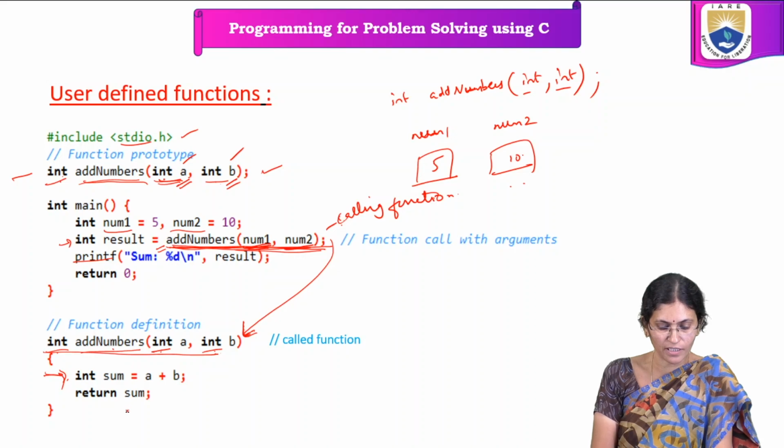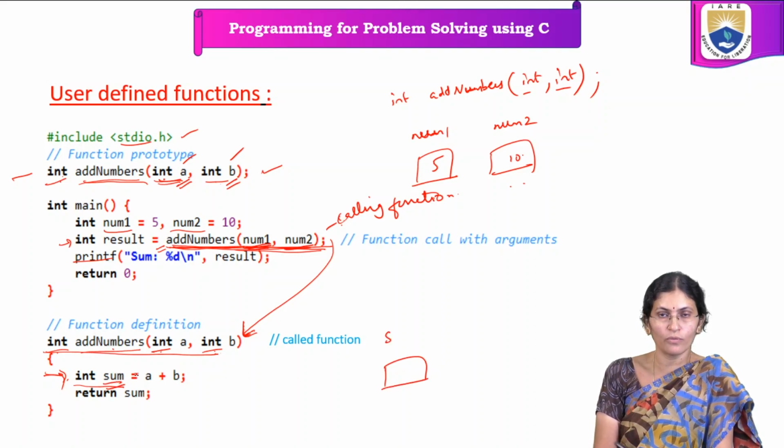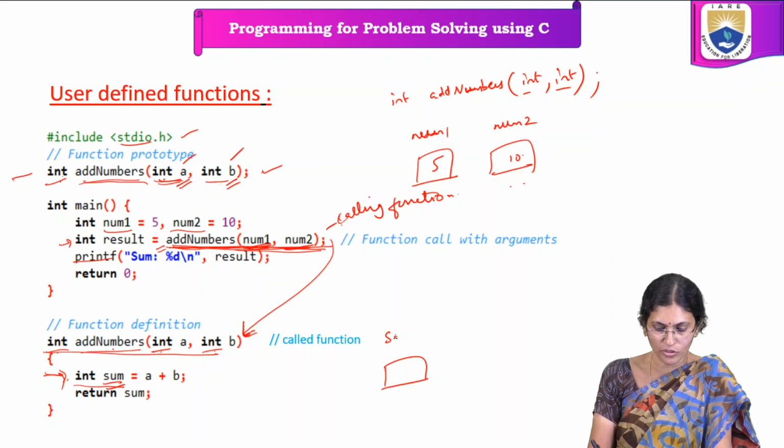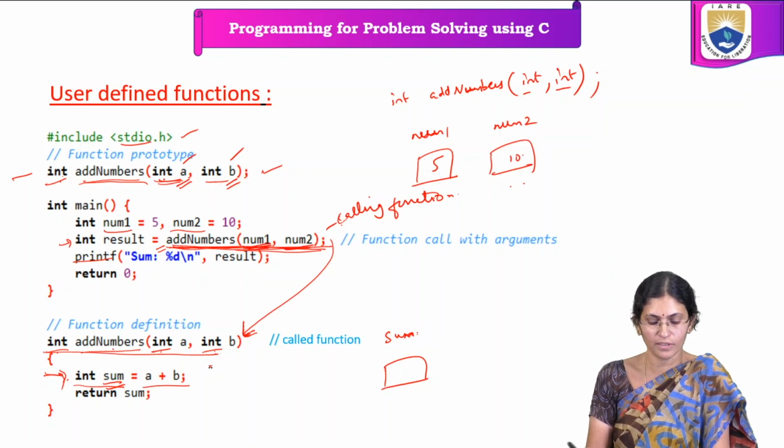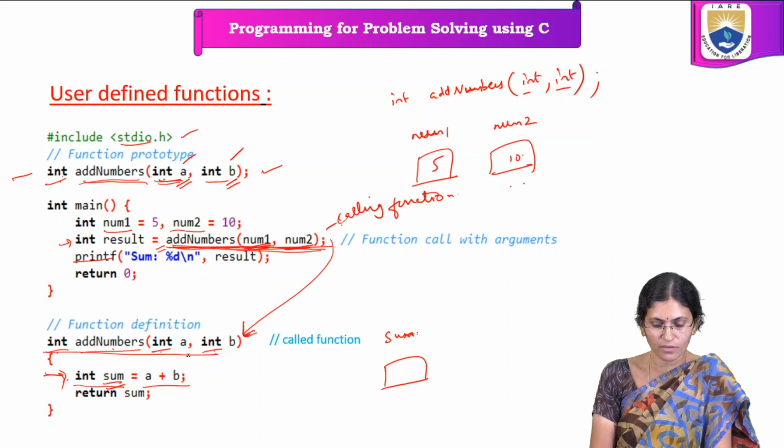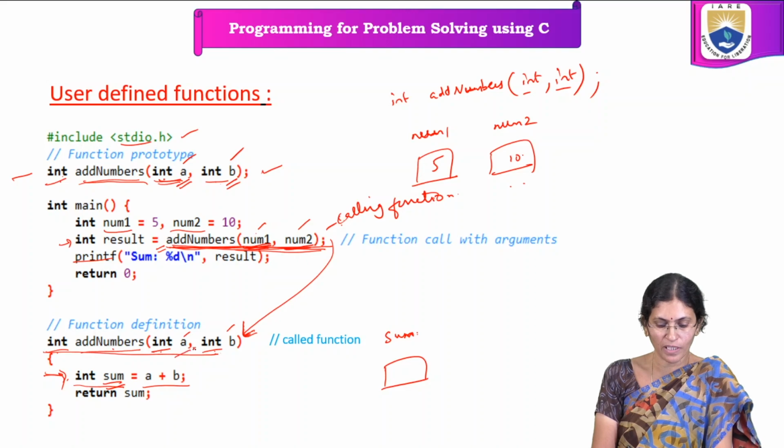When the control is transferred inside the function, we have declared another variable, sum. This variable is local to this function. Sum will calculate the sum of A and B. What we are doing with the help of the calling function is that the num1 and num2 values are passed to the variables A and B, which are declared in this function definition.